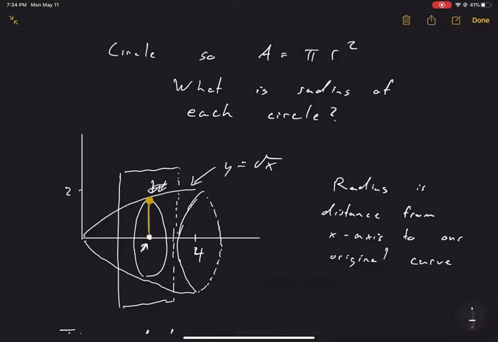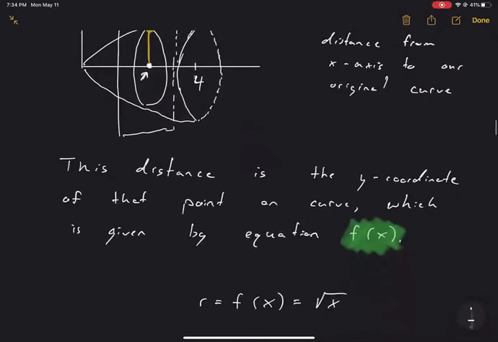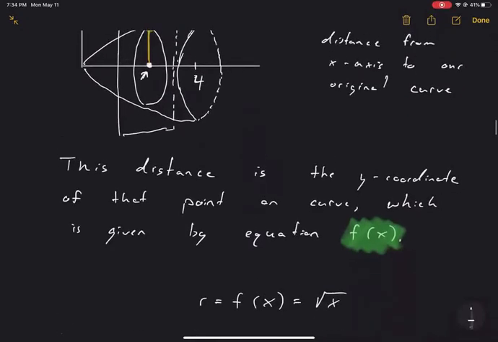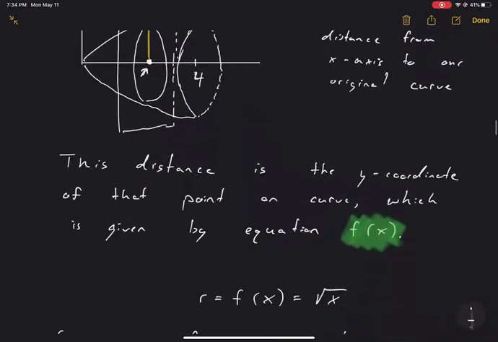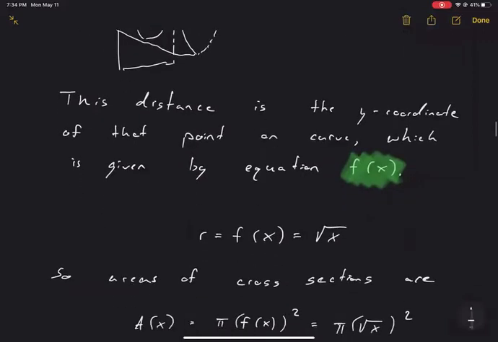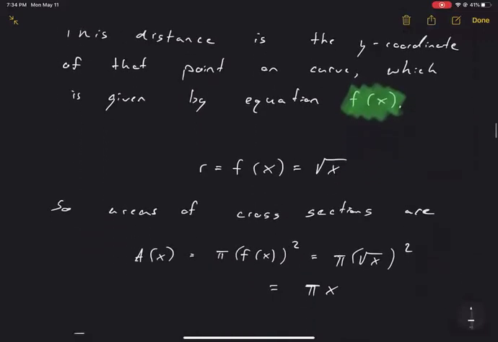Okay, so what is that y coordinate? Well, we know that y coordinate is given by this equation, y equals square root of x. And that's what we're stating here. The distance is the y coordinate of the point on the curve, which is given by the equation f of x. In our case here, f of x is square root of x. So the radius is going to be square root of x, okay?